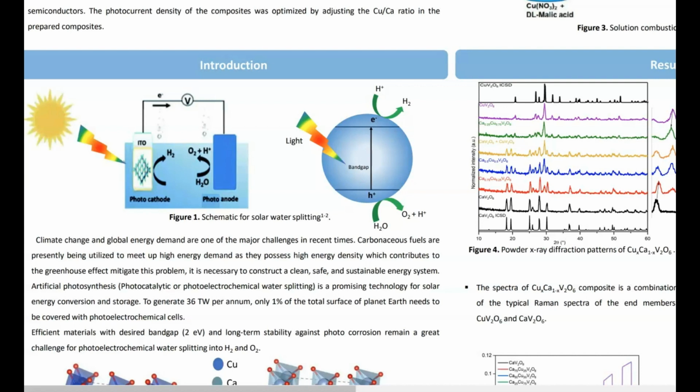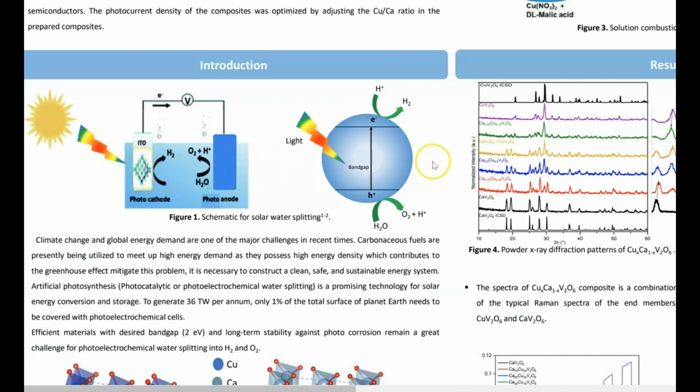We are looking at finding efficient materials with the desired band gap and long-term stability against photocorrosion, which is the big challenge for photoelectrochemical water splitting. This first picture, showing the electrochemical cell, illustrates the goal of this project: to create a photoanode that, in contact with sunlight, could split water into its components, and as you can see, have the conversion of hydrogen into water again. This hydrogen evolution reaction can be seen here in the cathode, and the oxygen evolution reaction here in the anode.